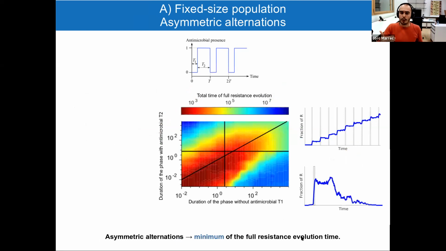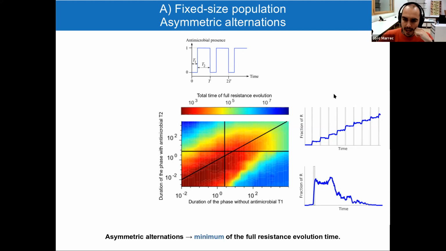And so we can even go further, considering, for instance, a case where the duration of each phase is different. I mean, the duration of the phase with drugs and the duration of the phase without drugs. And as you can see on this graph, I plot the total time of full resistance evolution versus each phase duration. And we have a minimum of the full resistance evolution when both durations are more or less equal.